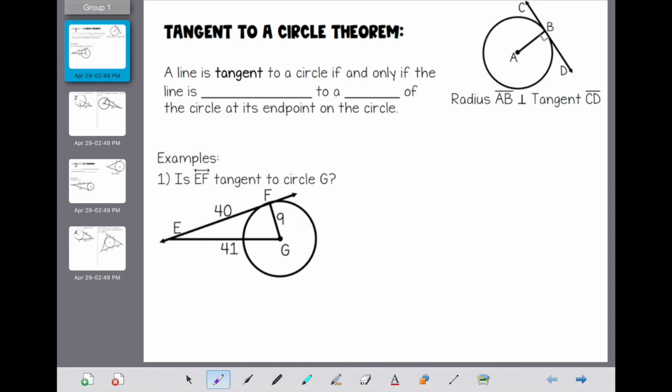Welcome to our lesson on tangent theorems. There are two theorems for tangents involving circles, and the first one is the tangent to a circle theorem.